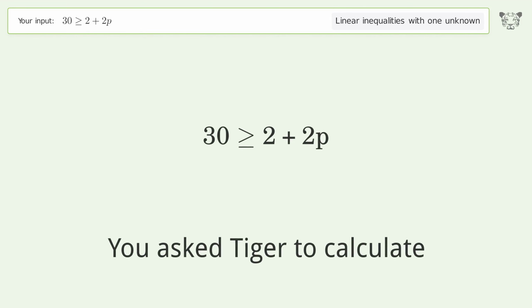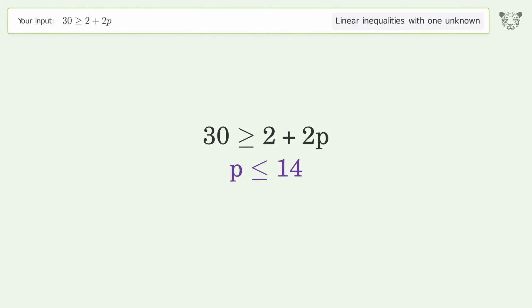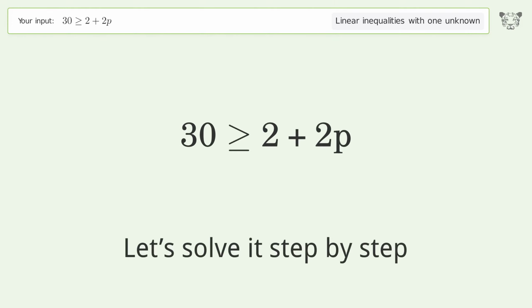You ask Tiger to calculate. This deals with linear inequalities with one unknown. The final result is p equal or smaller than 14. Let's solve it step by step.